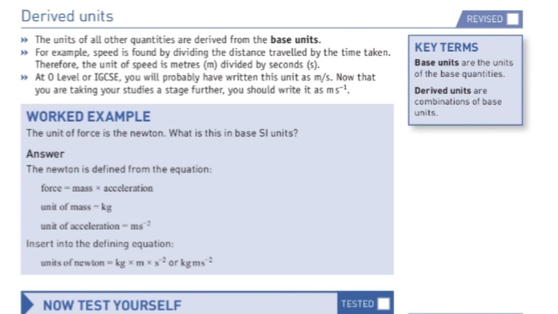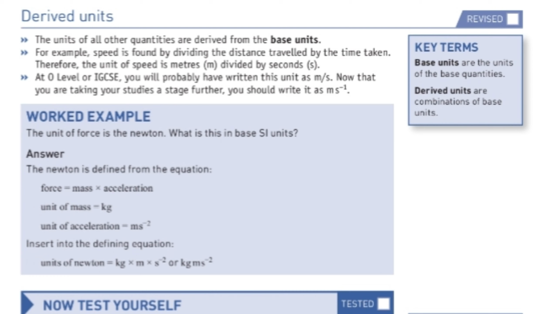For example, speed is found by dividing the distance traveled by the time taken. Therefore, the unit of speed is meters divided by seconds. At O level or IGCSE, you will probably have written it as meter/second. Now that you are taking your studies a stage further, you should write it as meter per second.